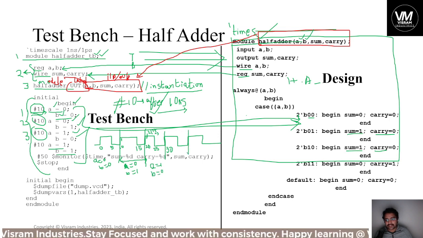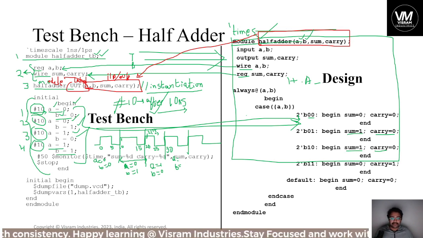Until the 40th nanosecond, after the 4th hash 10, your values of a and b will be, you will know, just write it down here. I don't want to explain. Then a is equal to 1 and b is equal to 1. I have explained. Okay, after 50 nanoseconds, monitor the display of the monitor.